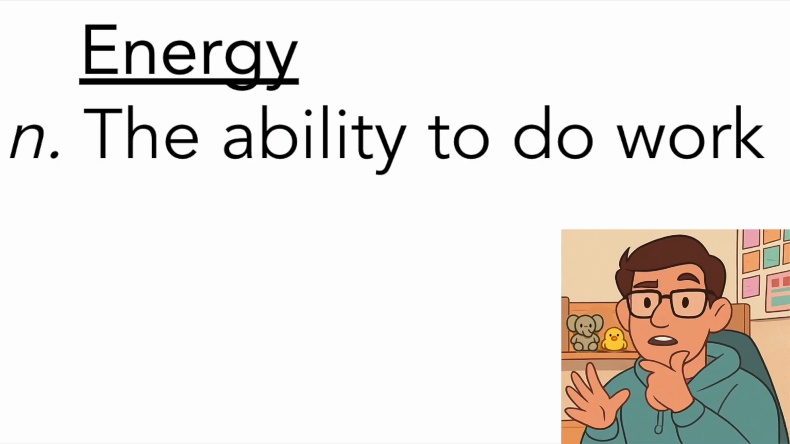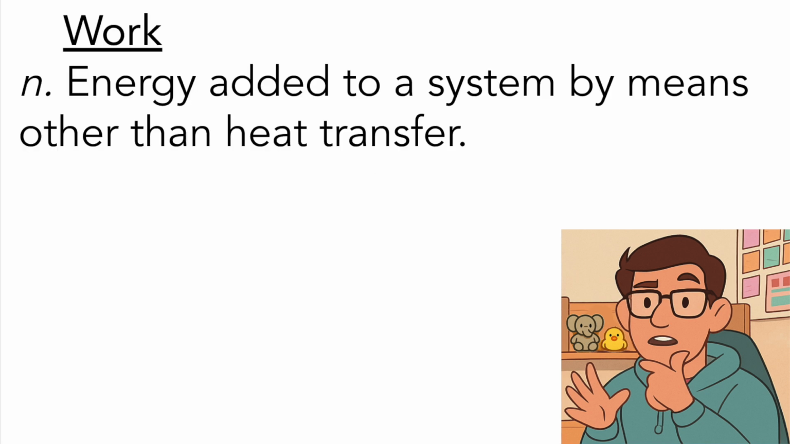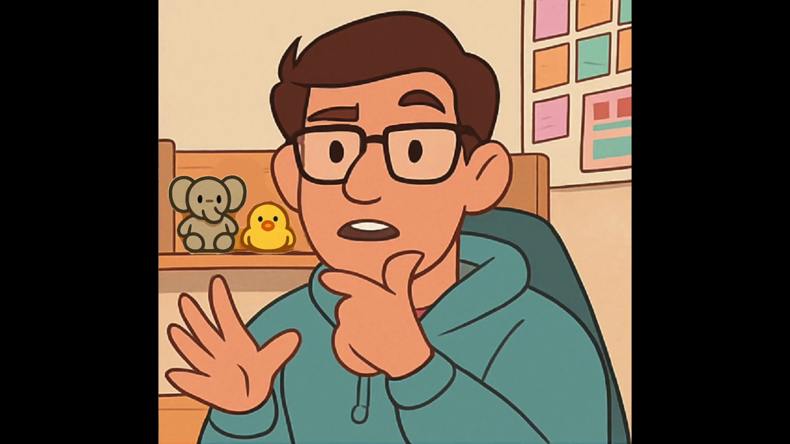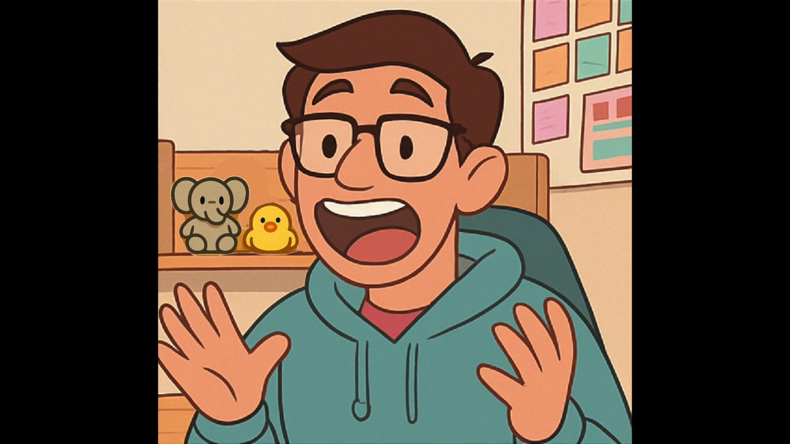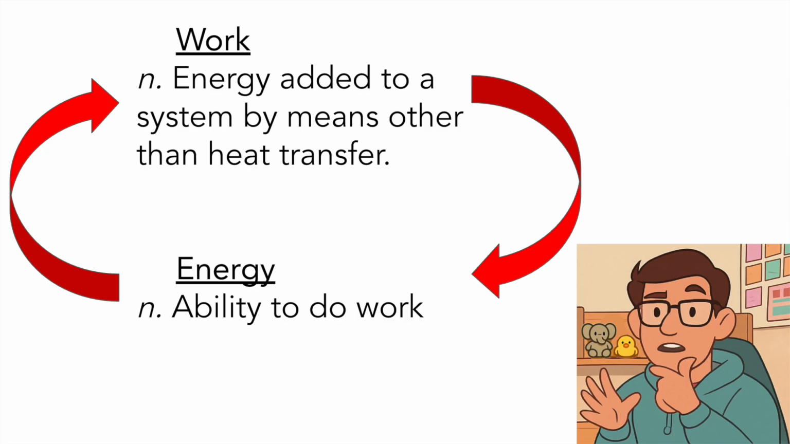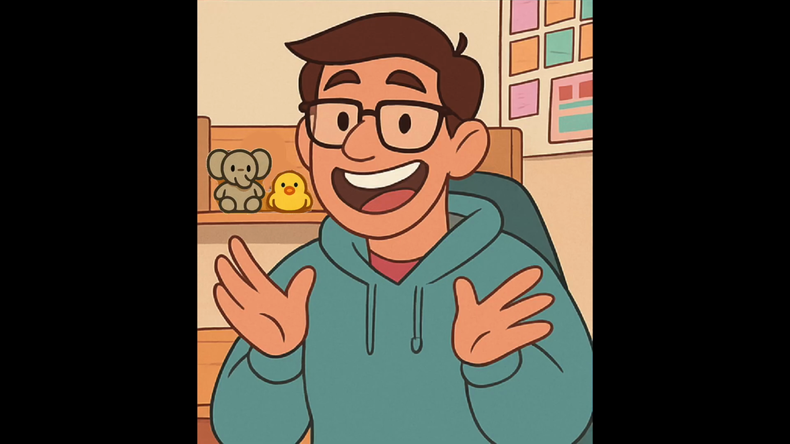Energy is supposedly the ability to do work, but we just said work is the energy added to a system by means other than heat transfer. So the two words appear in each other's definition. This is what's called a circular definition. It's not logical. Clearly, this cannot be the definition of energy and work because we're stuck in a loop. We don't need to panic just yet because there's actually a second definition of work.